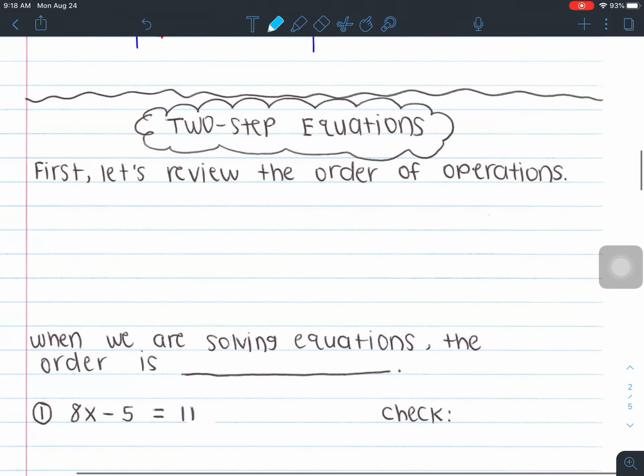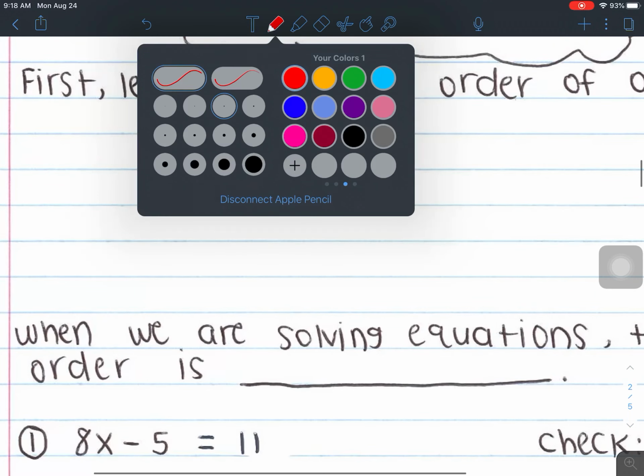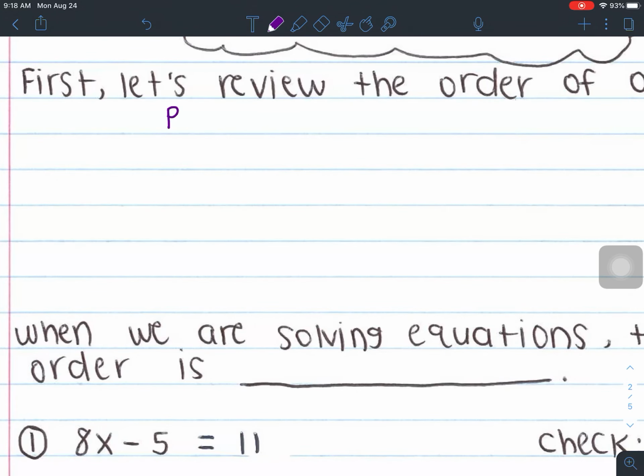Moving on. Two-step equations. We're going to first review the order of operations, which we did review over 8th grade skills. We might have reviewed some over order of operations. So I'm going to go ahead and put that down here. So our order of operations is PEMDAS.